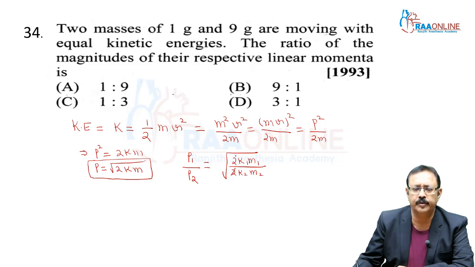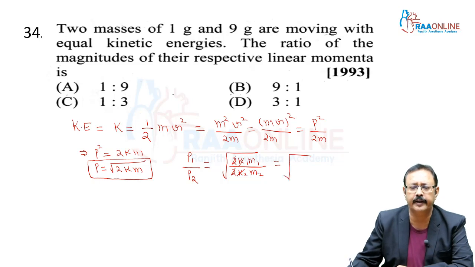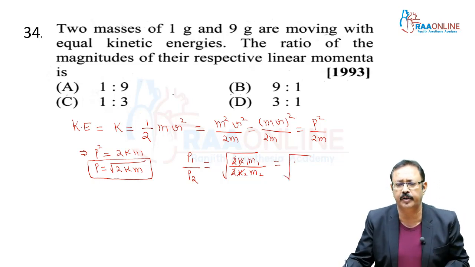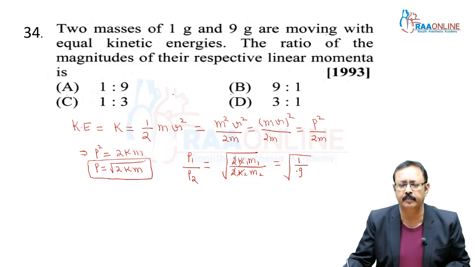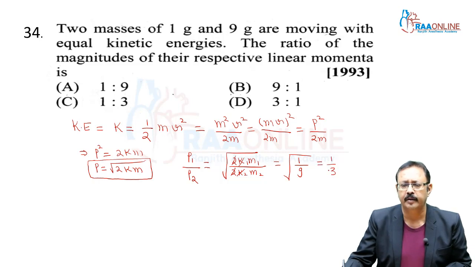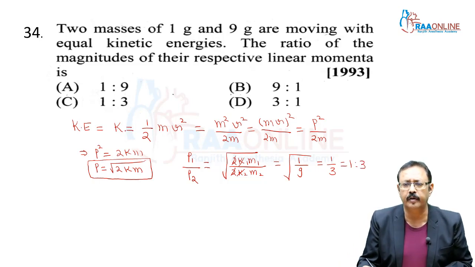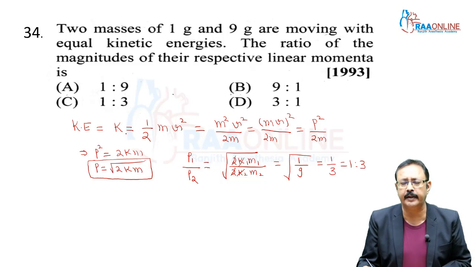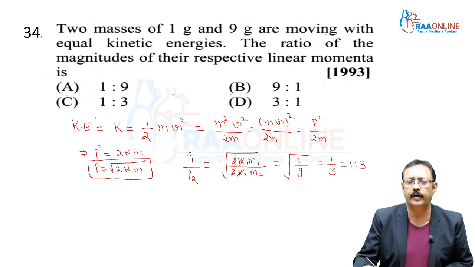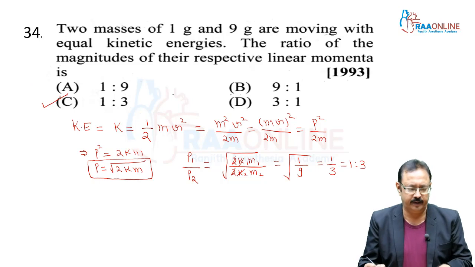2 will cancel out with 2. They are saying kinetic energies are same, so we can cancel these. So what we are getting now, if we put the same unit for m1 and m2, no need for conversion. Numerator is in gram, denominator is again in gram, gram is cancelled with gram. So we are getting 1 by 3, meaning 1 is to 3. The ratio of magnitude of their respective linear momenta is 1 is to 3. So we are going with C.